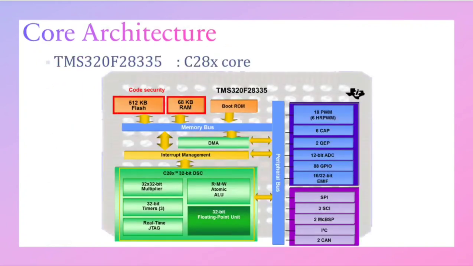So the F28335 is a single core microcontroller which supports the DMA. It has the flash and RAM, the peripheral bus that is connected to the external peripherals, and the single CPU.